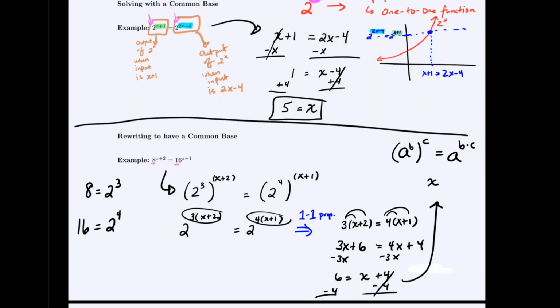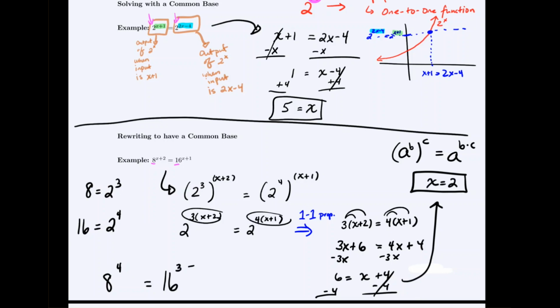And we would get that x is equal to 2. And the good news here, in all of these problems, you can always check your work. If I was to check my work, I would go back to the original expression, plug in the x value that I found, so 8 to the 2 plus 2 is supposedly equal to 16 to the 2 plus 1. Let's check that. 8 to the 2 plus 2 is the same as 8 to the 4th.